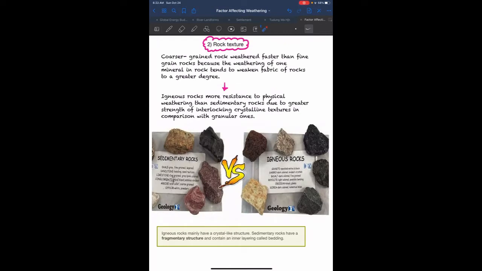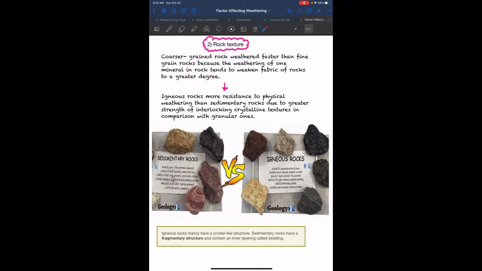Okay, the second factor will be rock texture. Rock texture, for example, is the coarser grain rocks or the fine grain rocks. So the coarser grain rocks weather faster compared to the fine grain rocks, because the weathering of one mineral in the rocks tends to weaken the fabric of the rocks to a greater degree.